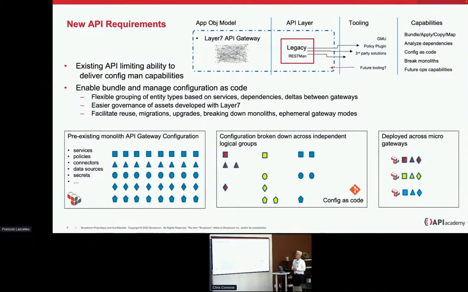So the new API has to be able to enable the bundling and managing of configuration as code. It has to allow for flexible grouping of different entity types, because different customers use and create configurations in different ways, right? Sometimes they break it down per API they're exposing. Sometimes they break it down per team, so there's a lot of granularity that's different from customer to customer.